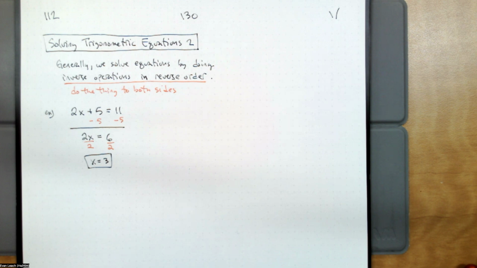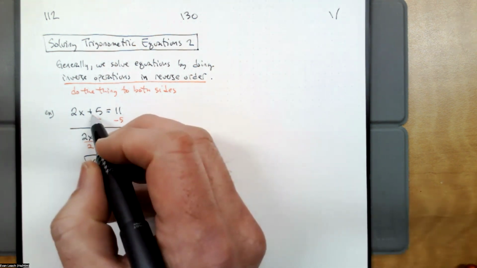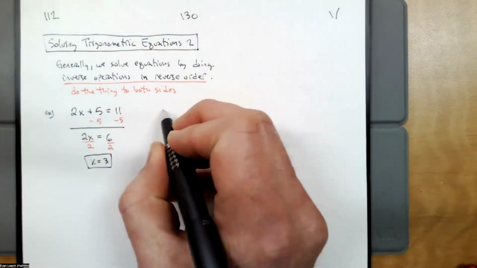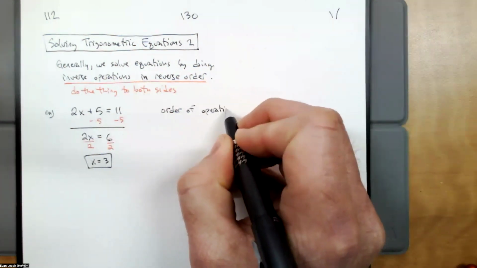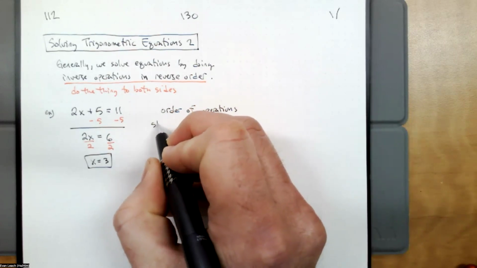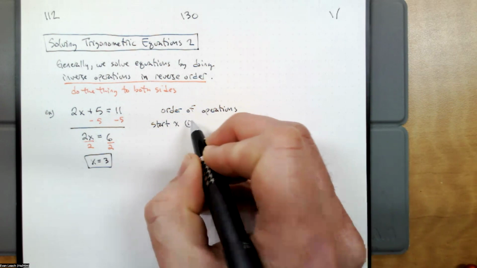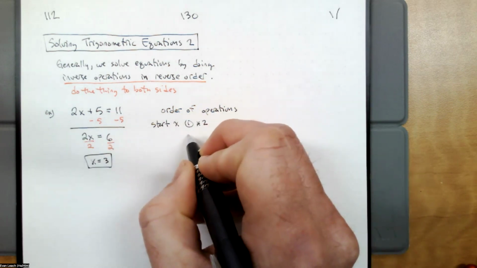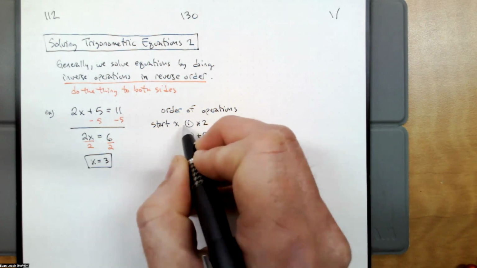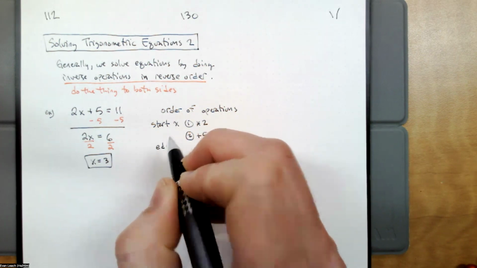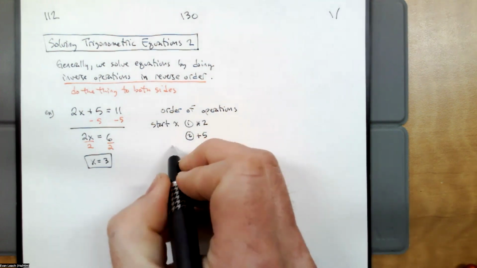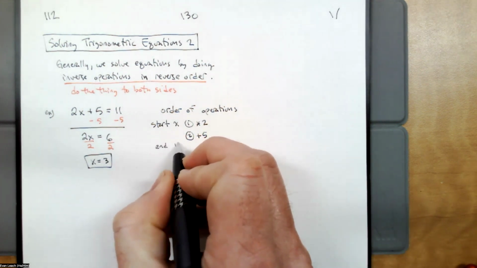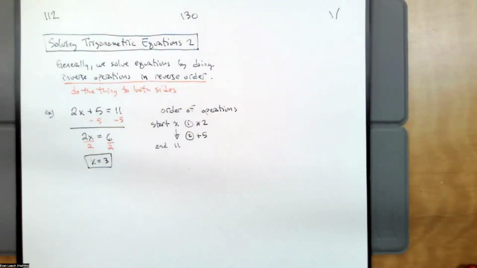In this case, it was easy to pick out what to do. Let's think about the order of operations in 2x plus 5. If we start with an x, the first thing that happens is we multiply by 2. And the second thing that happens is we add 5. And then we end up at 11. That's how the x turned into 11.